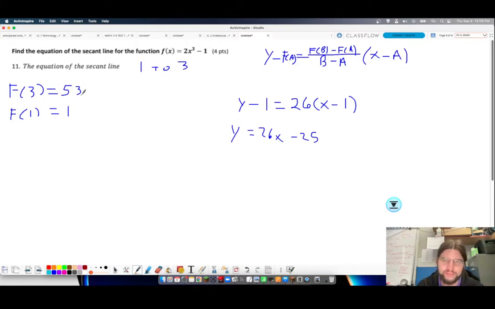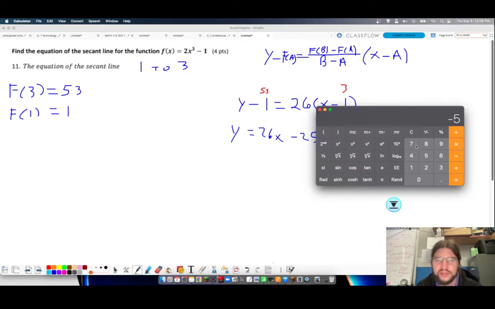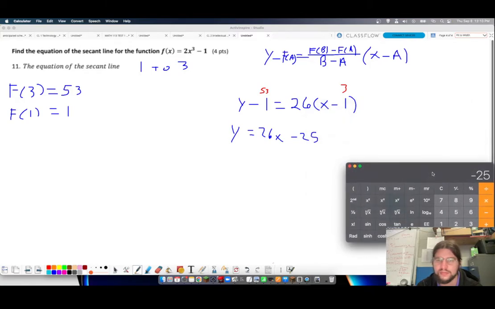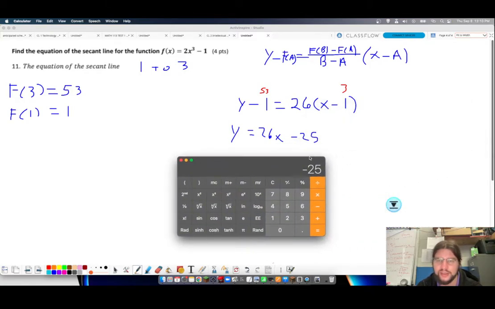Okay, I got something. It's the slope of the secant line. Average rate of change of a function from a to b equals the slope of the secant line containing the two points (a, f of a) and (b, f of b). There you go. Same thing. You see? Negative 25, either one you use.